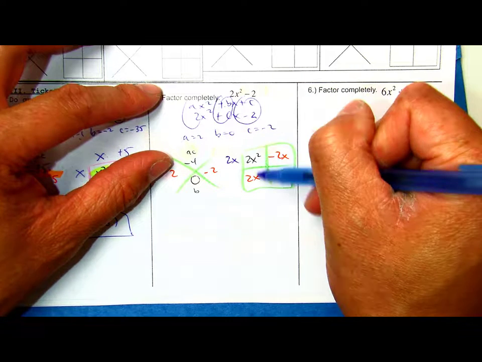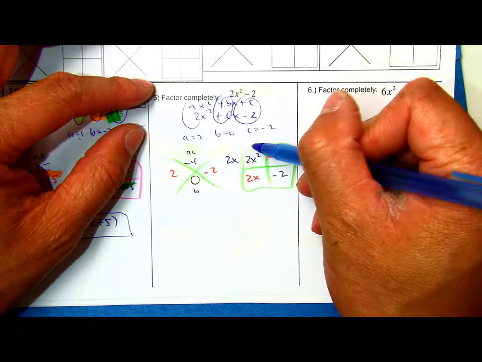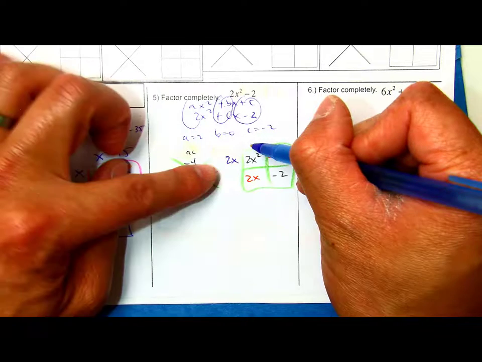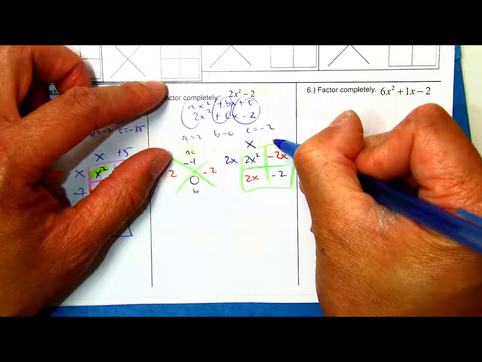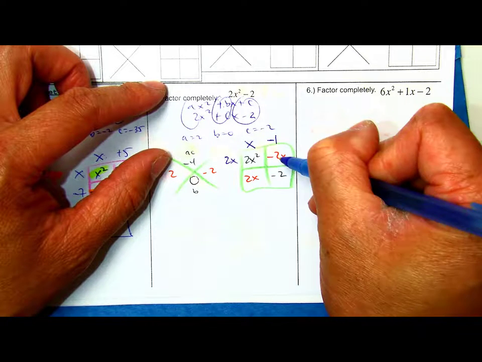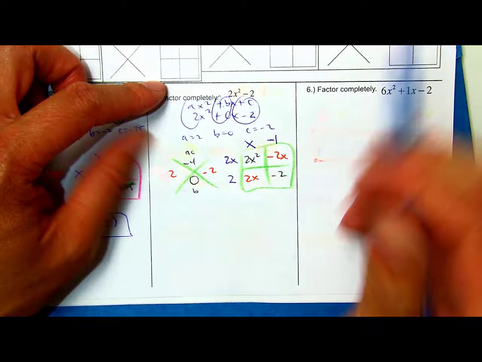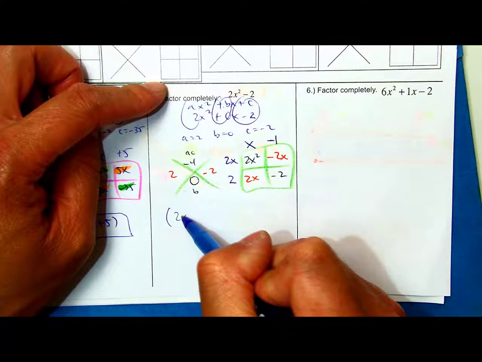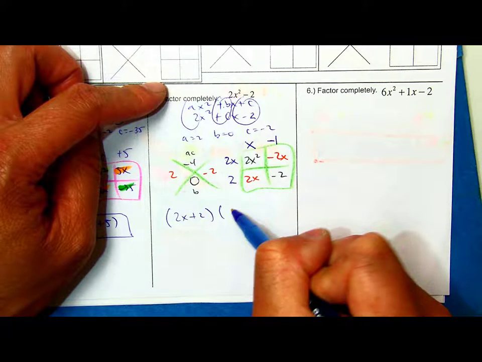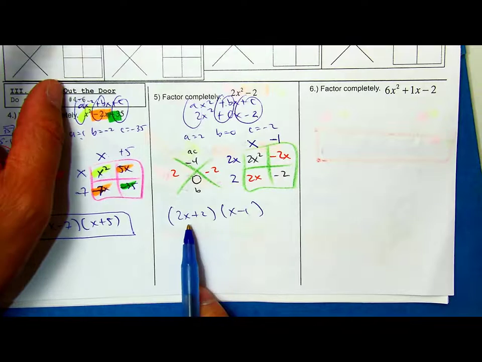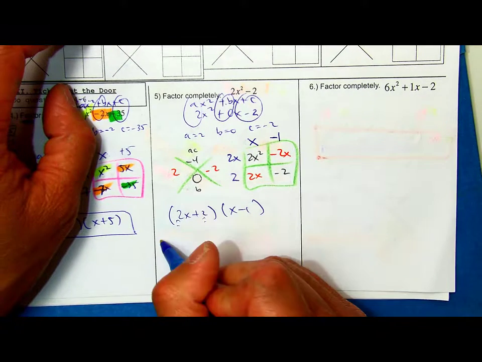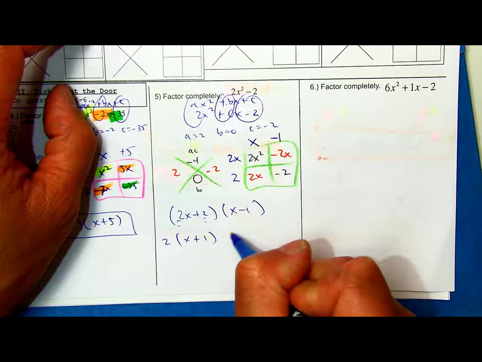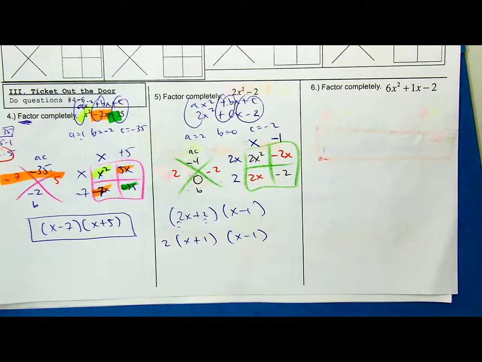Okay, pay attention now. Although the greatest common factor is 2x, if I put 2x and 2x, that'll give me, multiply, that'll be 4x squared. So this one's just going to be an x. This one I'm going to do -1. And this one I'm going to do a +2. So I have 2x plus 2, x minus 1. Now, this one, I can take out the GCF of a 2. And this one is my correct answer.